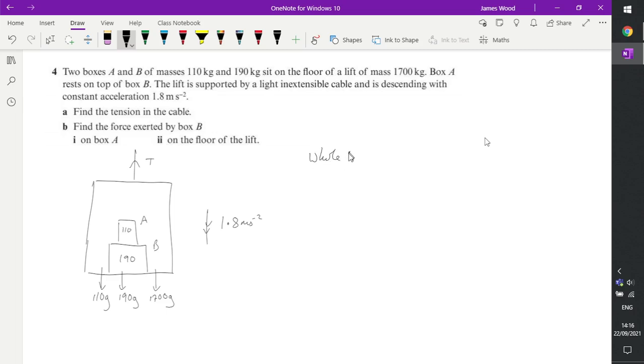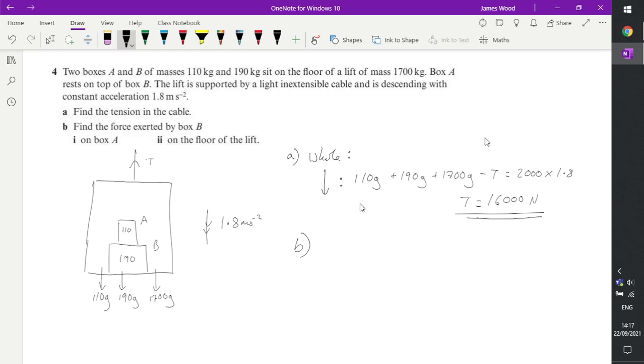So if we consider the whole system, and I'm going to resolve downwards this time just because that's the way it's moving, I would have 110g plus 190g plus 1700g minus the tension in the cable equals the total mass, which is 2000, times 1.8. And it's positive 1.8 because I'm resolving downwards and the acceleration is downwards. So if I solve this to find T, I'll get 16,000 newtons. So that's the tension in the cable.